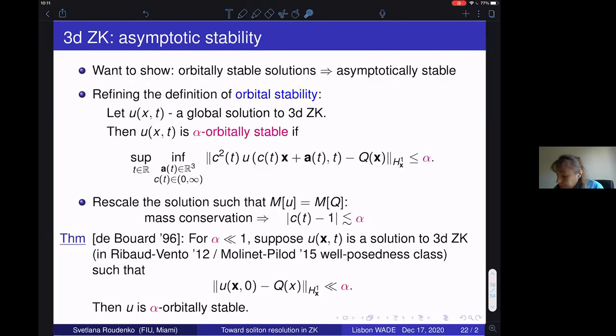And then in terms of what Dubois really proved, taking into consideration the well-posedness in the class of Ribaud, Vento, and Molinet-Pilod. Remember that this was in H^s for s greater than 1. Okay, so basically what she showed is that if we start with initial data which is close to the soliton within alpha in the H1 class, right? So this is just initially how we start. Then she shows that u is alpha orbitally stable. So it stays in the same class.